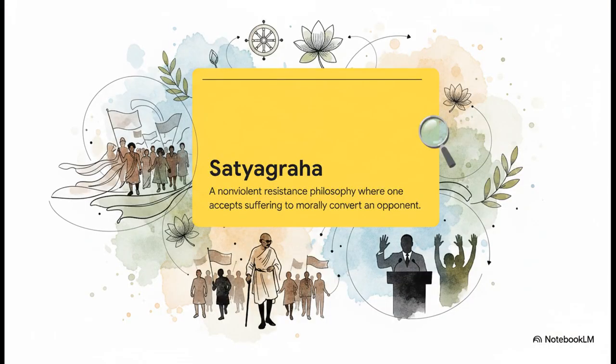And the real engine of this mass mobilization was something called satyagraha, which basically translates to truth force. Now, you've got to understand, this wasn't just passive resistance. It was active, highly organized, and disciplined nonviolent civil disobedience. The core idea here: you willingly accept suffering to morally convert your opponent, insisting that you simply cannot build a peaceful nation using violent means.